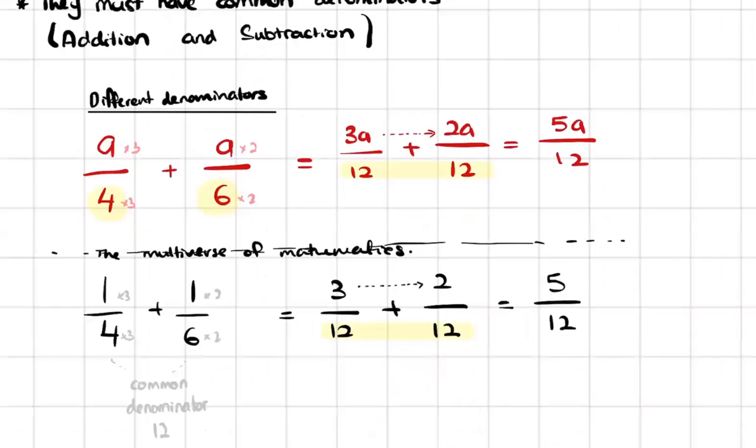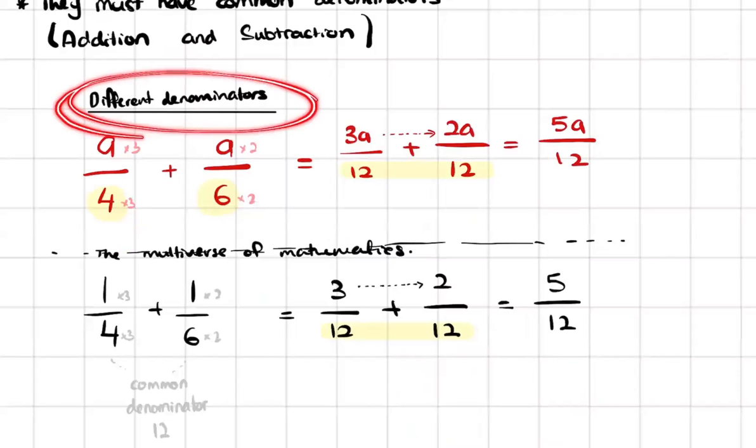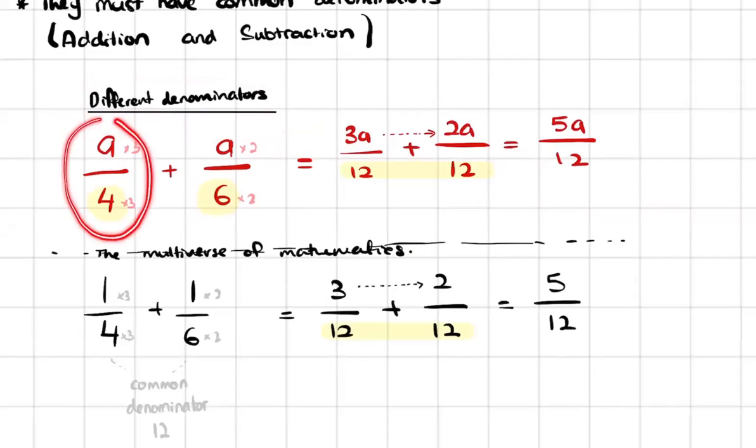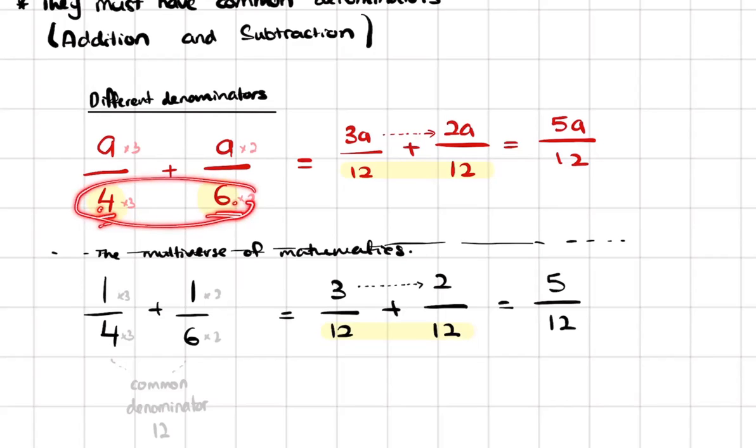Okay, so let's look at this one here. What if there are different denominators? For example, a over 4 plus a over 6. You need to find the lowest common multiple here. Between 6 and 4, the lowest common multiple is 12. So we're going to make sure that the denominator is 12 as a common denominator. So 4, you need to multiply by 3. And to be fair, the numerator, you also need to multiply by the same amount.